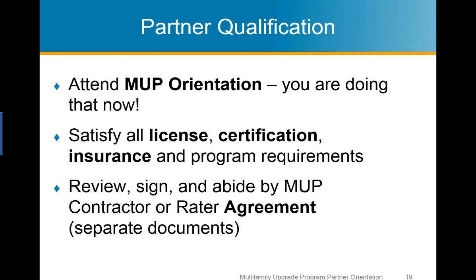I appreciate that. So jumping back into partner qualifications, most of the folks on the phone call today are returning program partners. But if you are not a returning program partner, I'll quickly highlight what the qualifications are. The first is that you attend the orientation, which you are all on right now. Additionally, all of the license, certification, and insurance requirements must be satisfied. And lastly, the contractor rating agreement must be reviewed, signed, and returned. That was sent out to all of the past participants in the program.